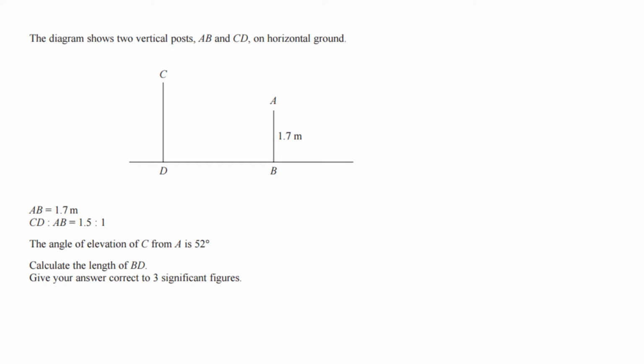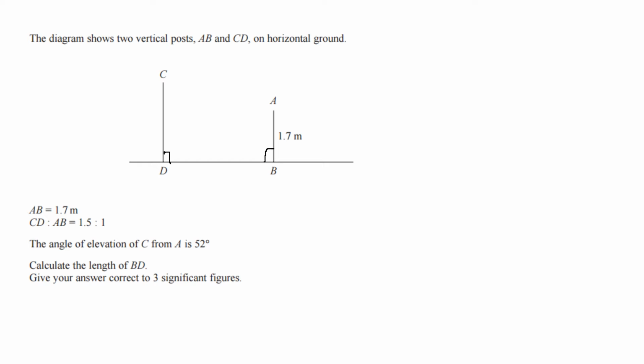Right, so the diagram shows two vertical posts, AB and CD, on horizontal ground. So if these are on horizontal ground and they're vertical posts, we know that we're going to have two right angles there. So let's put those on. AB equals 1.7 metres, CD to AB is 1.5 to 1, and the angle of elevation of C from A is 52 degrees. Calculate the length of BD and give your answer correct to 3 significant figures.